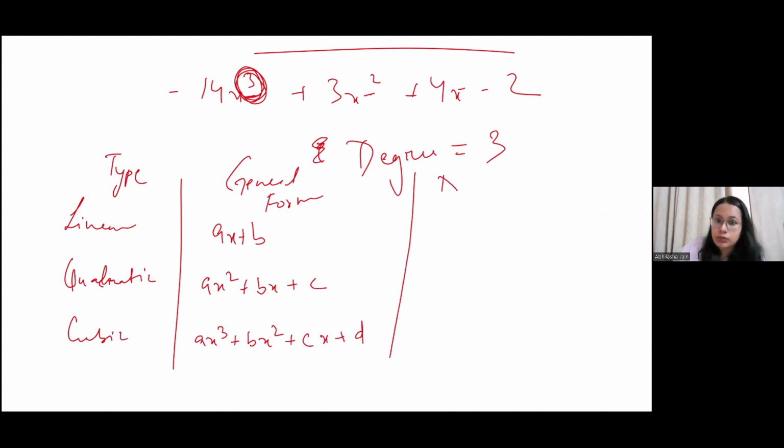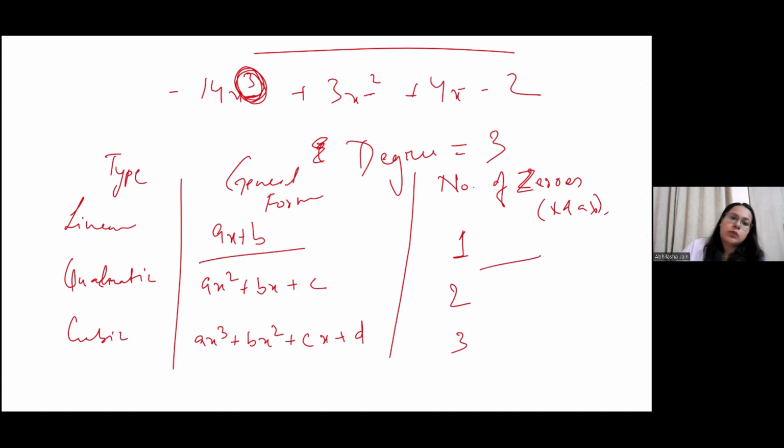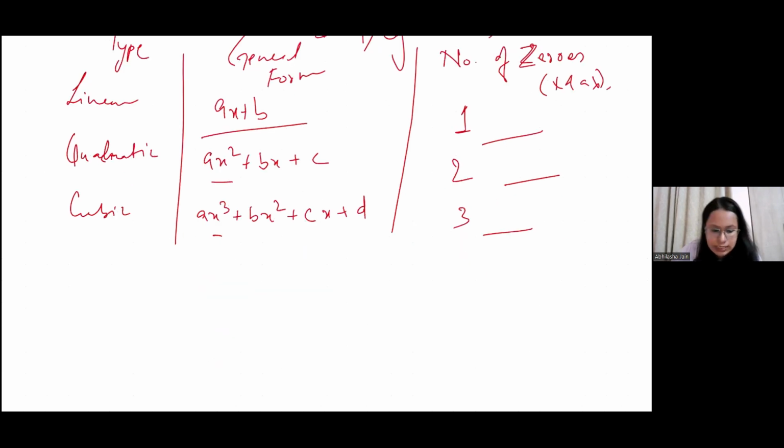Now, the maximum number of zeros. What is a zero? We are going to see very quickly. The maximum number of zeros is 1, 2, and 3. So what do you mean by zeros? Zeros means the solution, okay? Basically, what will be the value of x for this particular equation? How many x values are we going to get? In a linear equation, you're going to get 1 x value. In quadratic, you'll get 2. And in cubic, you will get 3 values for x. Zeros are nothing but solutions of these equations.